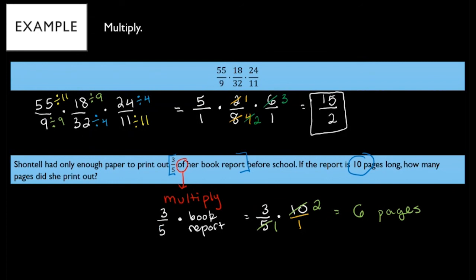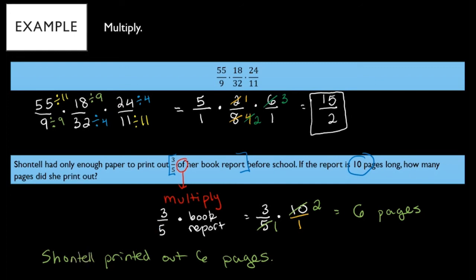You might actually just say, if somebody said how many pages, you could just say 6. But we like to actually put it in context with units and everything. So we would just write Chantel printed out 6 pages. It just gives context to your answer. Help if I spelled her name right. There we go.